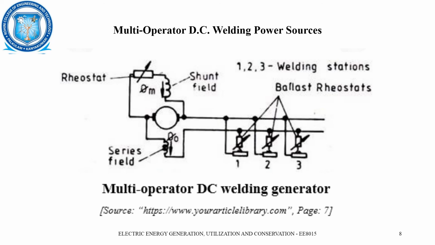Most of these multi-operator sets produce a constant voltage of 60 volts and more. These welding sets take up less space than single operator units serving the same number of operators. Therefore, this type of plant is economical for installations where workers are concentrated in one shop. They are also cheaper than the equivalent number of single operator sets. Actually, the maintenance will also be easier.